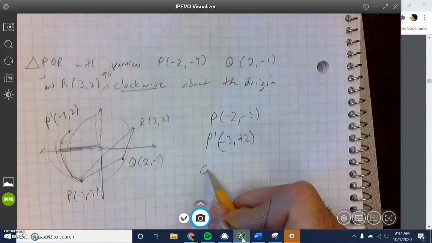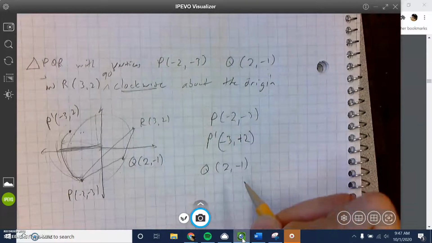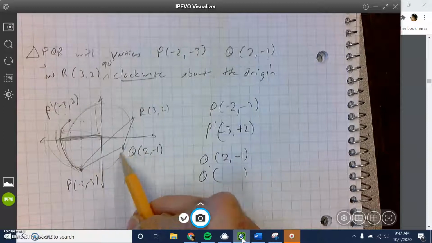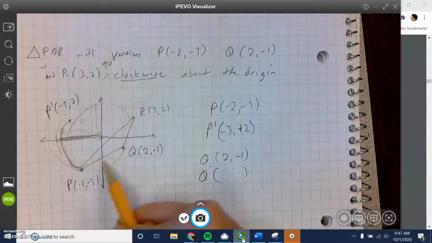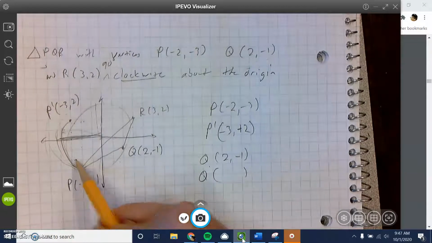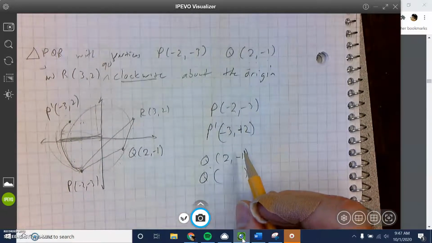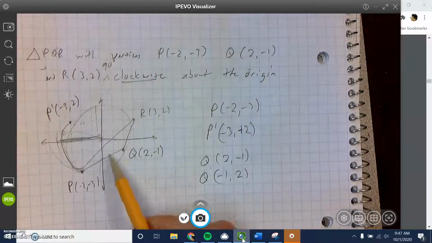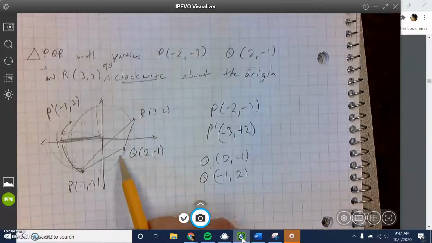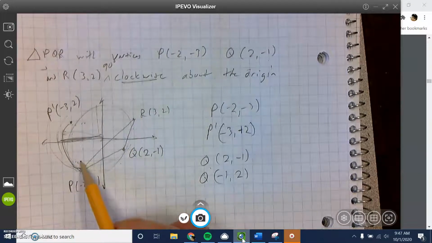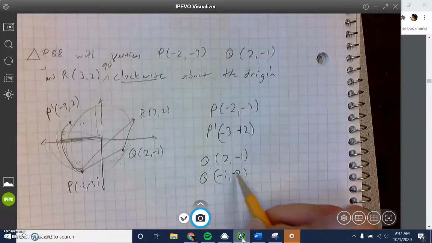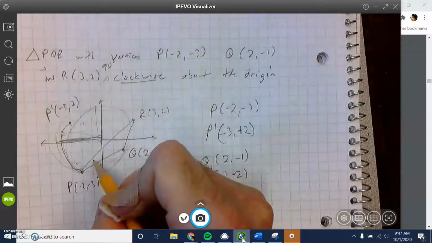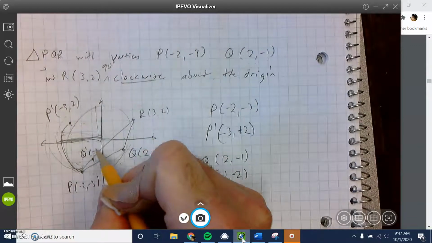Okay, now it's your turn. Q is 2, -1. Q prime. Remember, you're going clockwise, so it looks like you're going to this quadrant. What are the new coordinates? Go. All right, let's see. So clockwise, you flip the coordinates, bam. And then you look in the quadrant, and if this Q is going 90 degrees clockwise, it's moving to this quadrant, so that's -X, -Y. -1, -2 is Q prime. So -1, -2, Q prime.